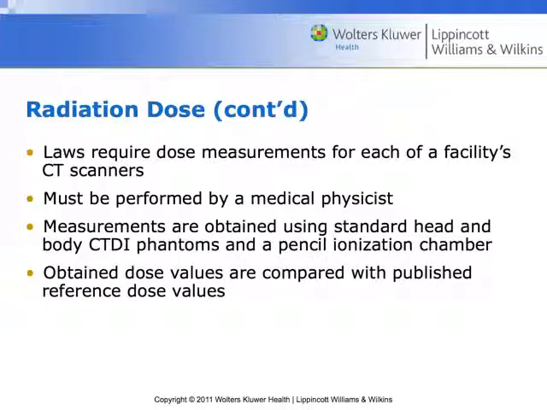So, laws require dose measurements for each facility's CT scanner, and they need to be performed by the medical physicist. And then measurements are obtained using some kind of standard head and body CTDI phantom, right? And again, that pencil ion chamber. And then we compare those doses back to what's in the literature, right?